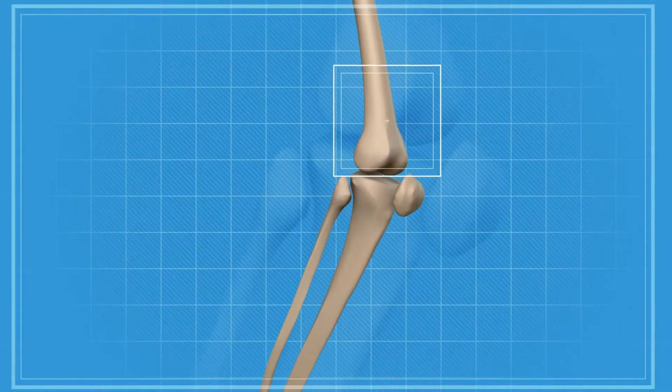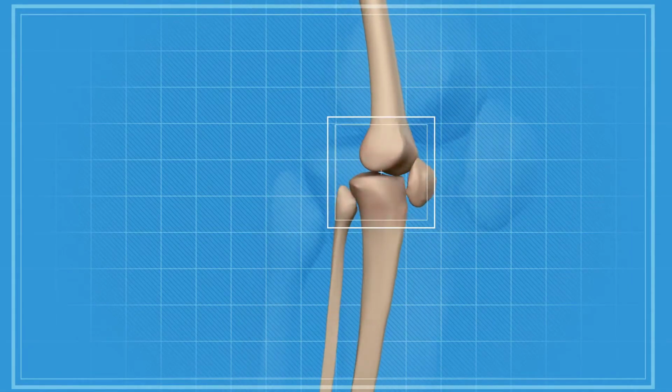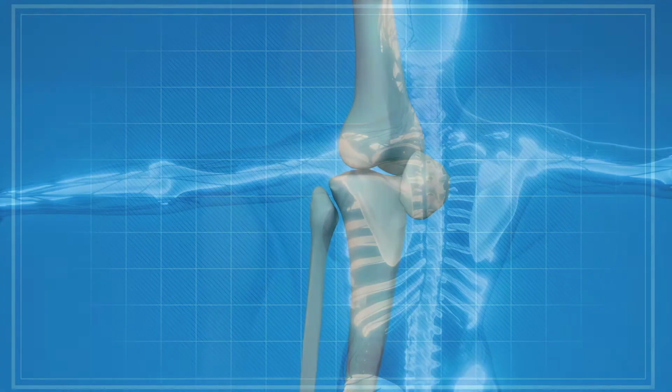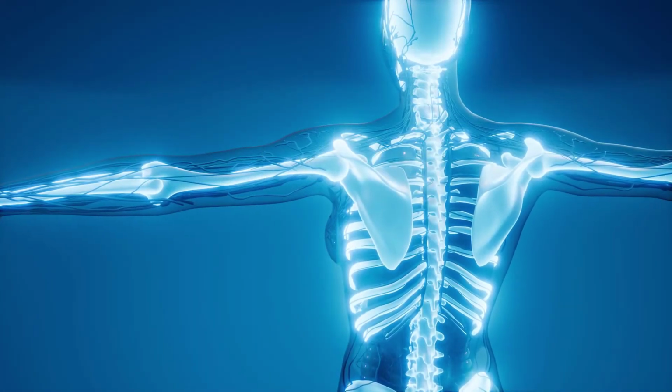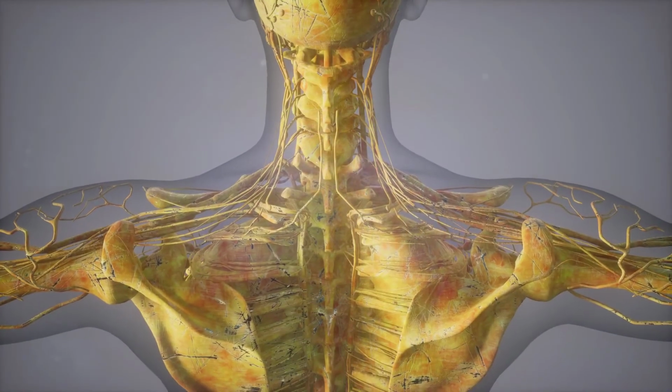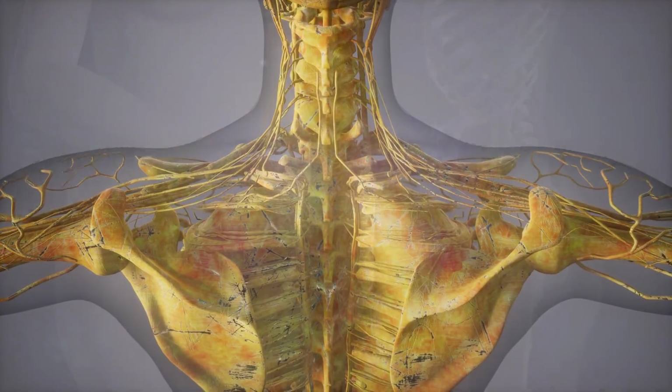Rheumatoid arthritis primarily affects synovial joints and tissues of the hands and feet, but any joint can be involved. Over time, bone and cartilage are damaged by the chronic inflammation process, resulting in joint deformity and loss of function.